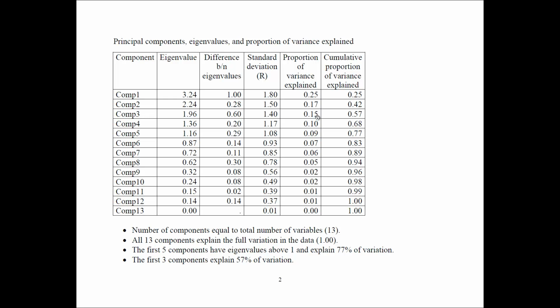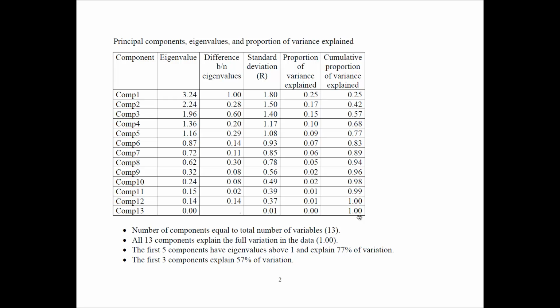The third component explains 15% of the data. So cumulatively, 42 plus 15 is 57, and so on. So you can see that the first three components explain 57% of the variation in the data. The first 5 components explain 77% of the variation. And if you go all the way down to using all the 13 components, they explain, of course, 100% of the variation in the data.